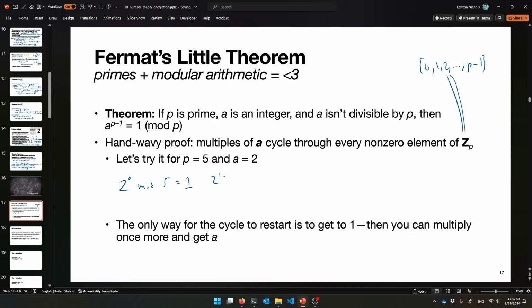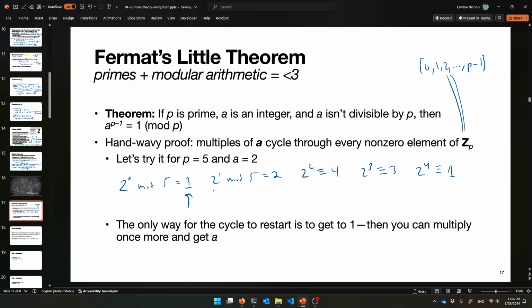2 to the 1 mod 5 is equal to 2 mod 5, which is still 2. And then 2 squared is congruent to 4 mod 5. Remember that notation. 2 cubed is 8, but it's congruent to 3 if you do mod 5. And then 2 to the 4 is 16, which is congruent to just 1, like I was trying to say. So this is 2 to the 4, and p minus 1 is 4. It's working out. So that checks out.